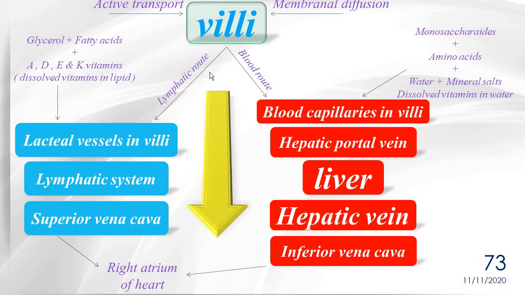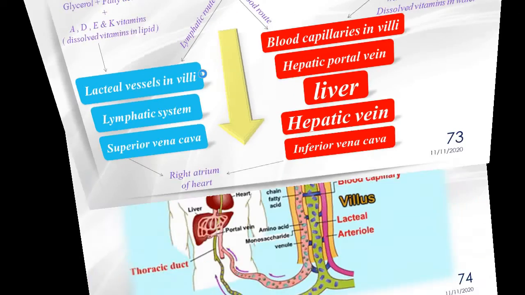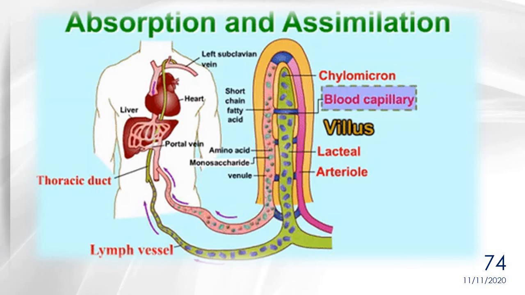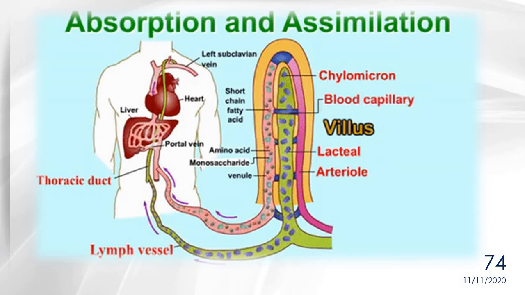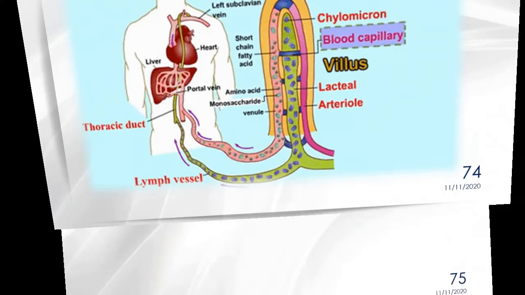But in the villi, which materials go to the blood capillary and which go to the lymphatic route? Lymphatic routes take glycerol, fatty acids, and vitamins. But the blood capillaries take monosaccharide, amino acid, water, and mineral salts, which are important for the blood. The fats and glycerol lipids are not sent there because they may cause cholesterol and blocking of the blood route. So this is absorption and assimilation through the two ways, blood routes and lymphatic routes, and how they go back to the inferior and superior vena cava and the right atrium of the heart.